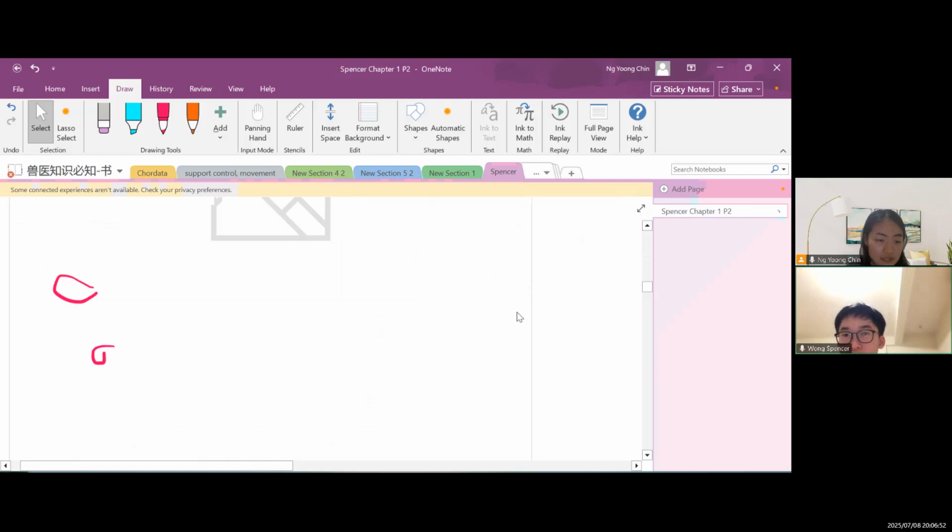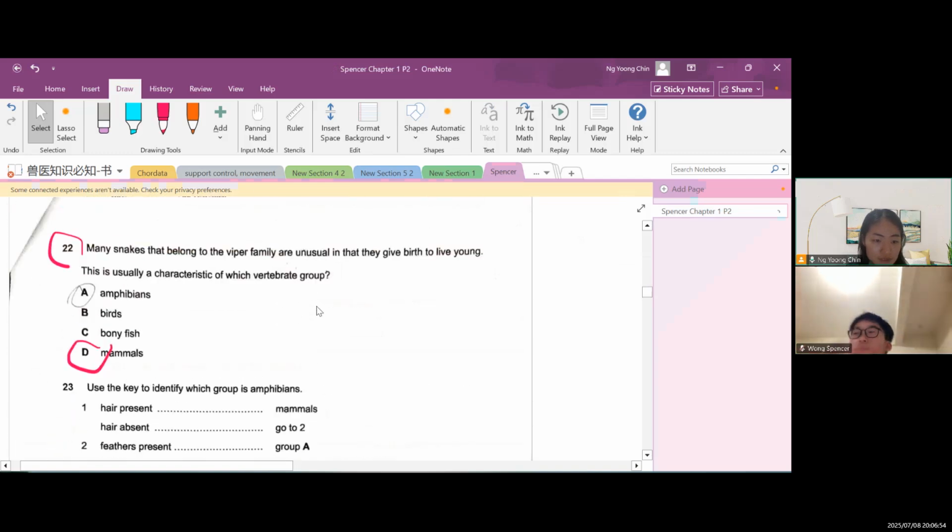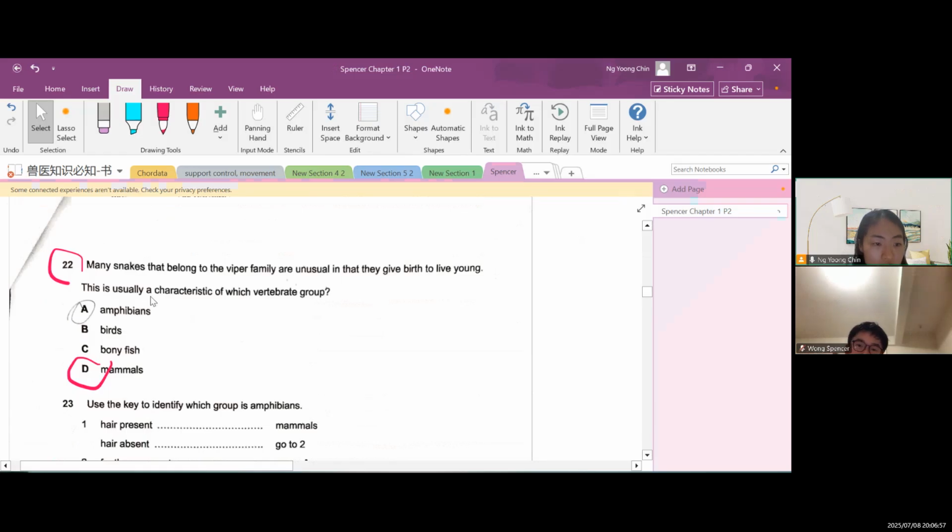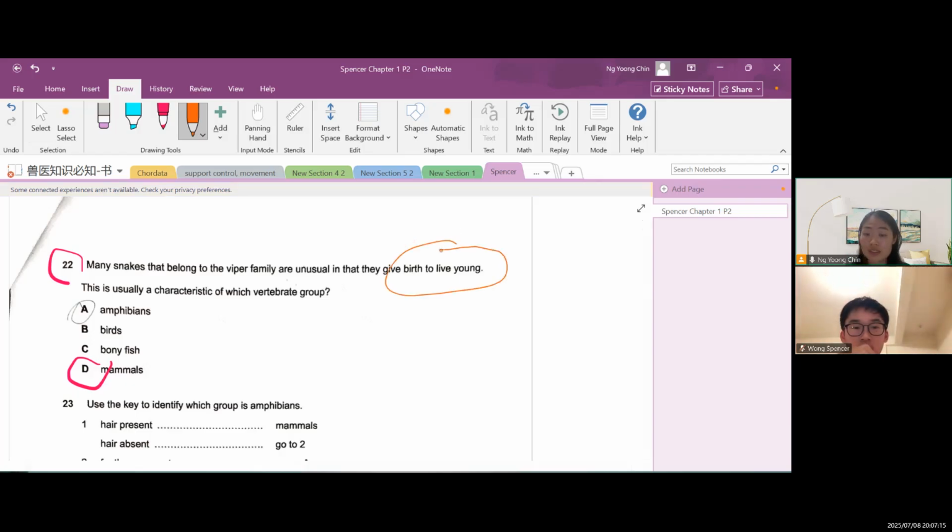Okay. And then we continue. Okay, for this one, many snakes belonging to the viper family are unusual in that they give birth to live young. So the answer is mammals. Because mammals have the characteristic, right? Mammals have a placenta, so they give birth to live young. They give birth to the baby. They do not lay eggs. Amphibians, birds, fish, right, they will lay eggs. But this is not found in mammals. Mammals just give birth only. So this is a donkey.